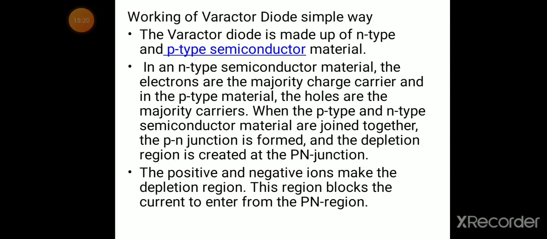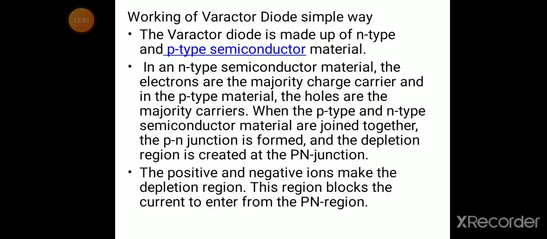In an N-type semiconductor material, the electrons are the majority charge carriers, and in the P-type material, the holes are the majority charge carriers. When the P-type and N-type semiconductor materials are joined together, the PN junction is formed and the depletion layer is created at the PN junction.